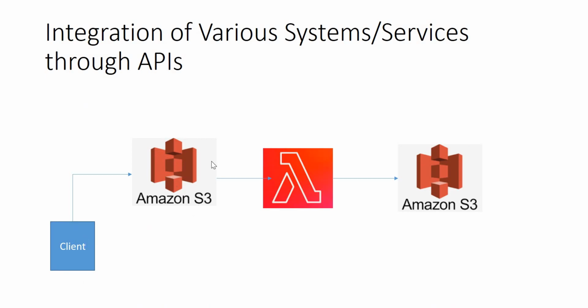Whenever clients upload images to S3, corresponding events will be generated. We'll write a function inside AWS Lambda using Python scripts that will process the corresponding image, generate a thumbnail of the image, and store that image inside another bucket. This way we can write different scripts in AWS Lambda to integrate various services.